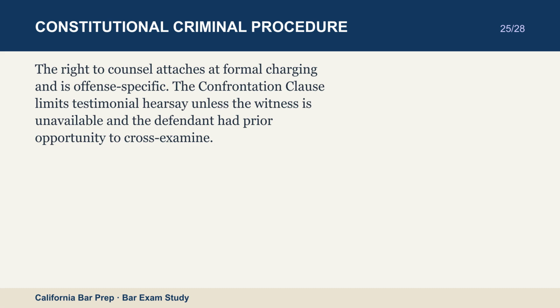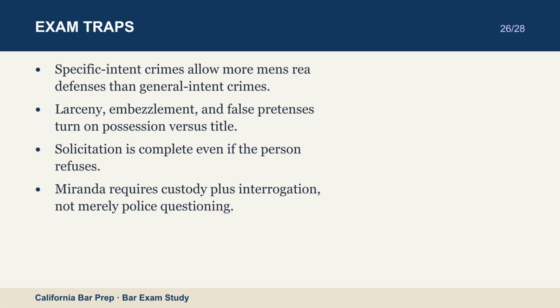Specific intent crimes allow more mens rea defenses than general intent crimes. Larceny, embezzlement, and false pretenses turn on possession versus title. Solicitation is complete even if the person refuses. Miranda requires custody plus interrogation, not merely police questioning. Fourth Amendment rights are personal. A defendant needs standing. Criminal questions reward element-by-element discipline.